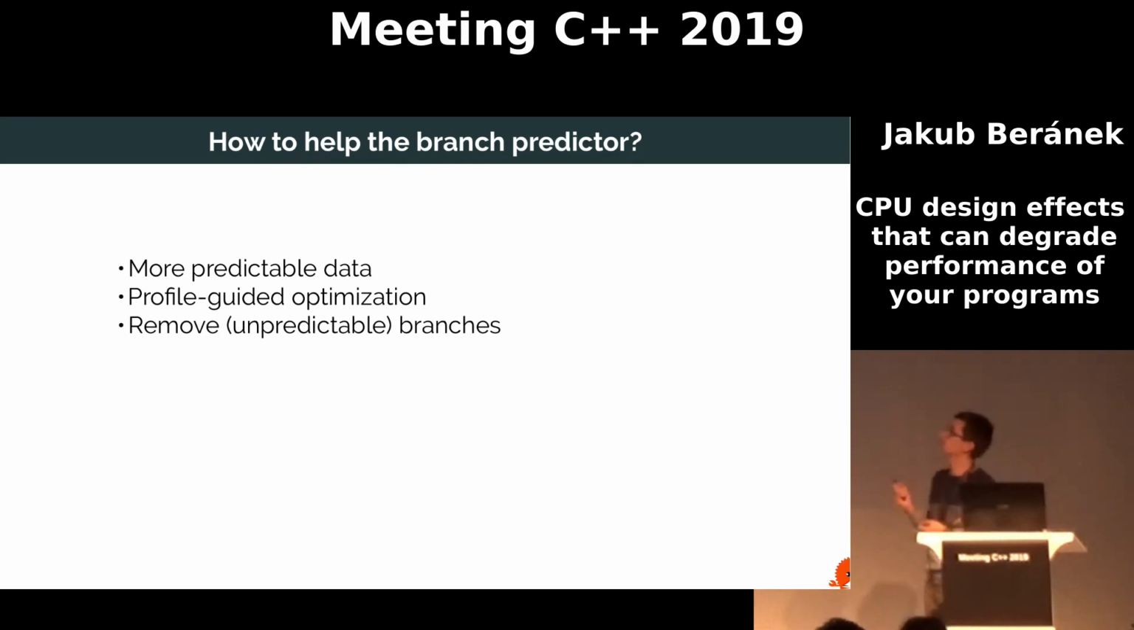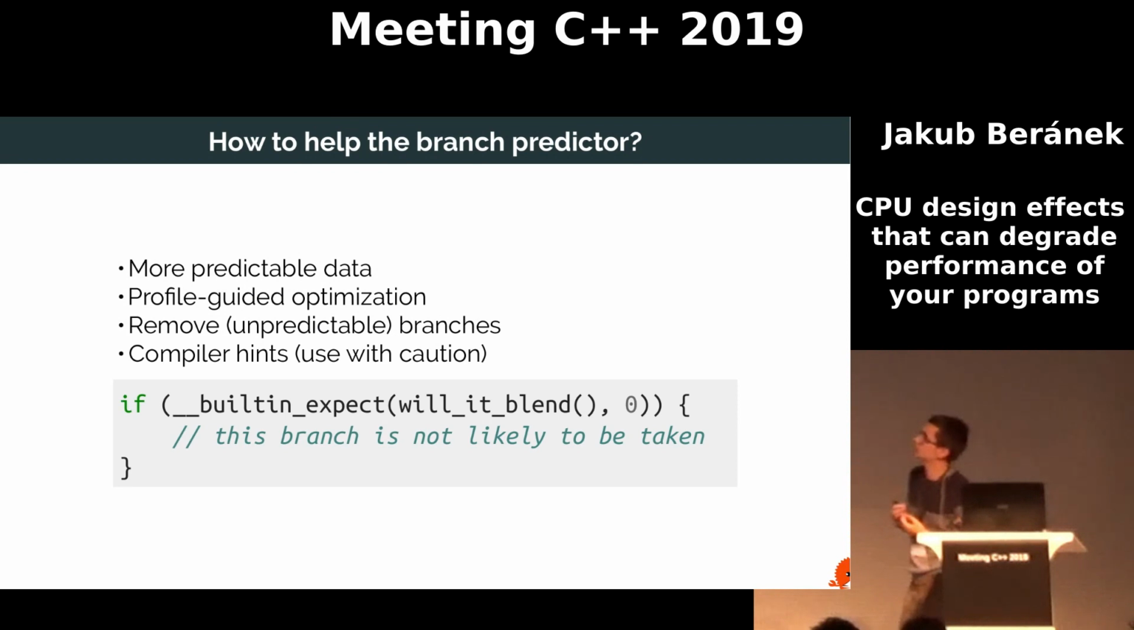We can also try to remove unpredictable branches, which is sometimes possible. I will show how in a while. And there are also some compiler hints. For example, this built-in expect in GCC, where we can say, I expect that this branch will not be taken. However, this should be used with a lot of caution, because this might not actually do what you think it does. This is more for removing cold code outside of hot loops. And Intel CPUs probably will, even if GCC puts some kind of mark inside instructions that this is taken often or not, the CPUs tend to ignore them and just use their branch predictor.